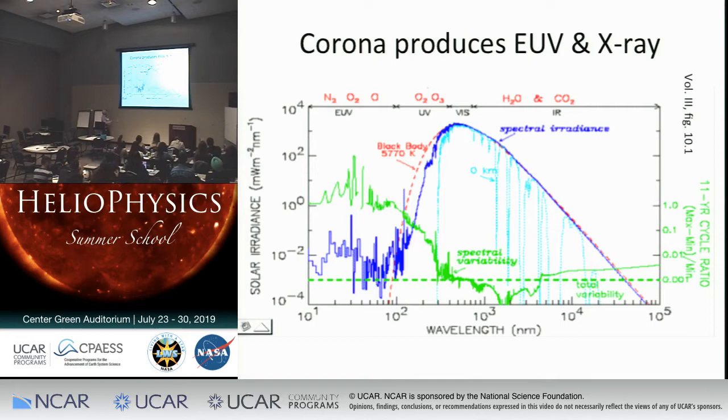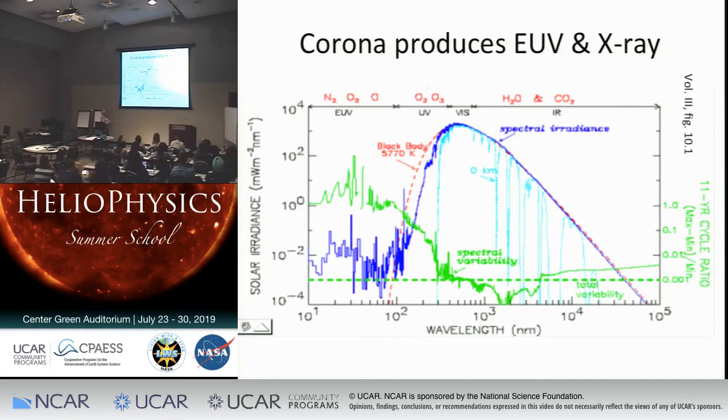The X-rays are over here. All of this stuff is coming from the corona. So that lets you know why it is that we study the solar corona from space. We can't observe any of this stuff from the ground. We'll get to that a little more on Thursday.